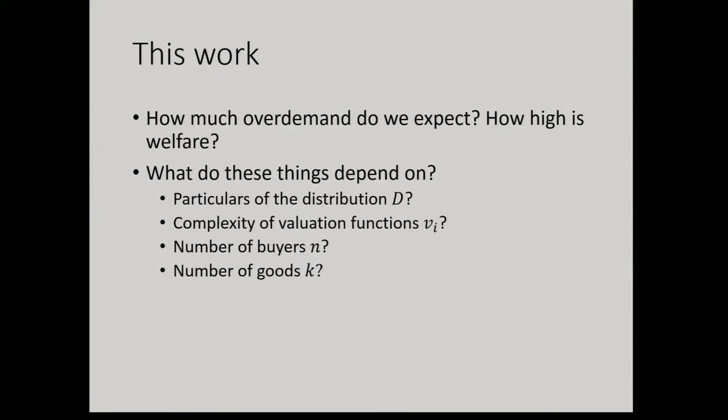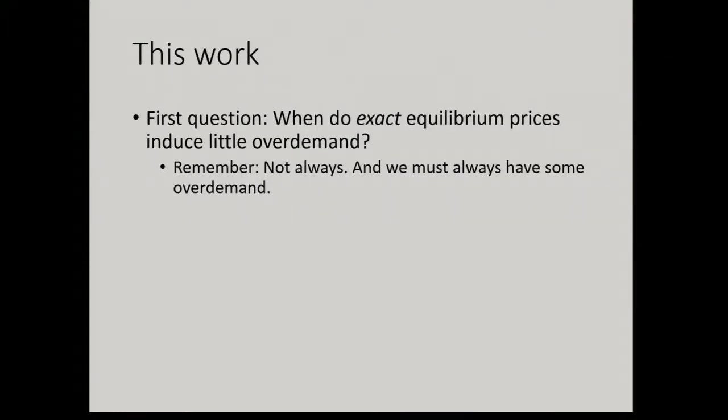Okay. And to answer this question, taking the perspective of learning theory, there are really two separate questions I need to answer. The first is, when do the exact equilibrium prices induce little overdemand on the market for which they were computed? And by analogy to machine learning, this is asking, when is the training error small? When can I expect low overdemand for the prices fit specifically to a market? And remember, from the example I showed you, the answer is not always. We'll need some genericity condition, and we'll need to talk about it in terms of approximation.